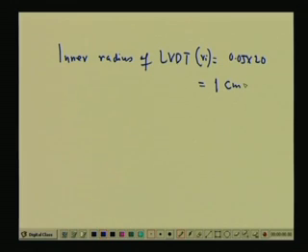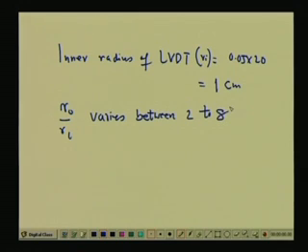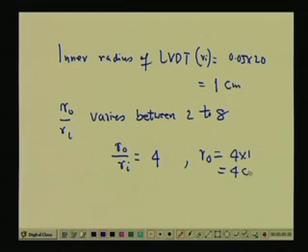The ratio RO by Ri varies between 2 to 8, it is also given. Let us take RO by Ri as 4. Then the outer radius of the LVDT assembly is equal to 4 centimeter. Now, the length of the primary winding. So, the outer radius RO, since Ri is 1 centimeter, so 4 into 1, it is 4 centimeter.